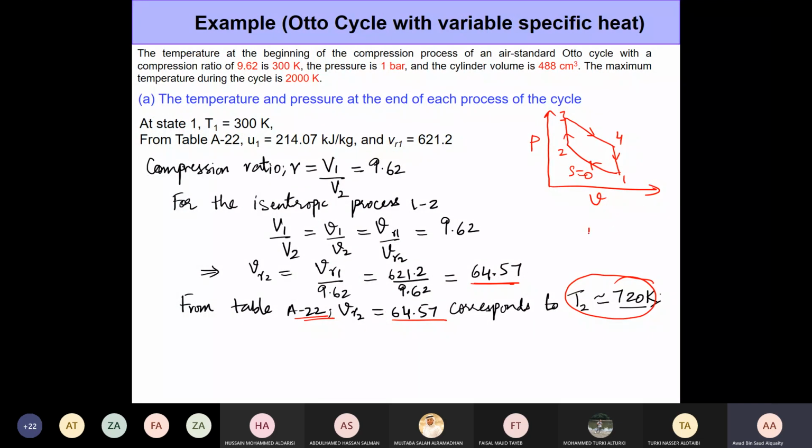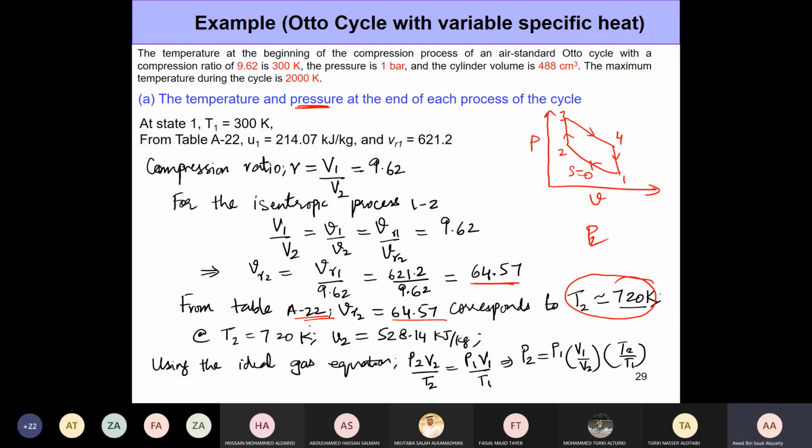We also need P2, right? We said pressure and temperature at the end of each state. So how do we determine P2? Would we use the relation PV equal RT? Right, we can make use of the ideal gas equation.